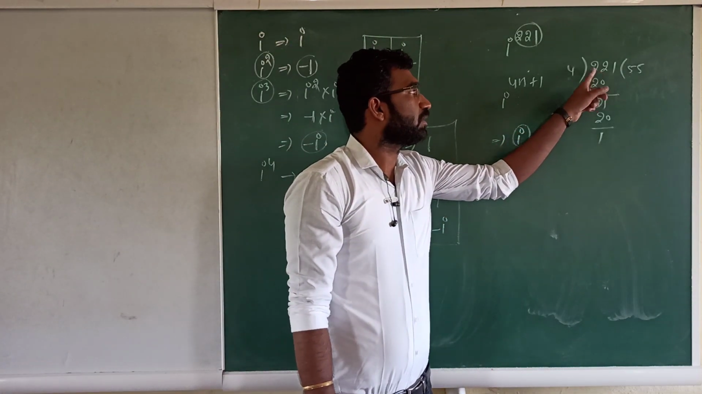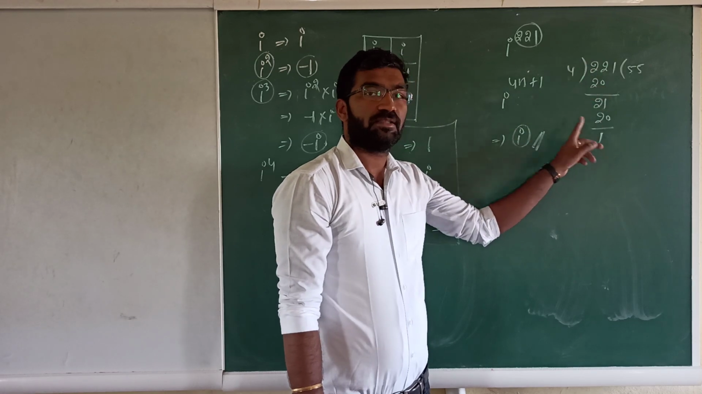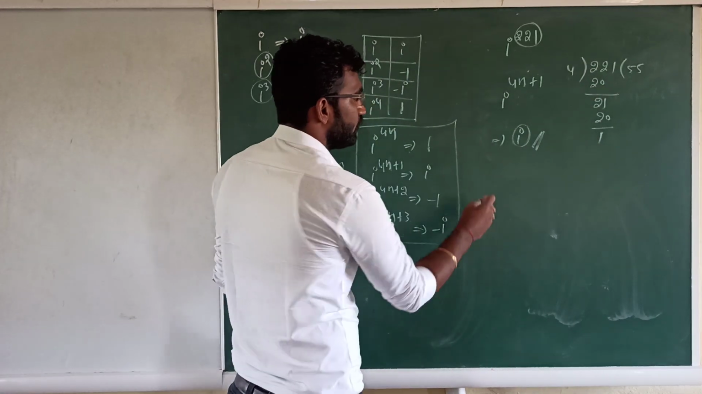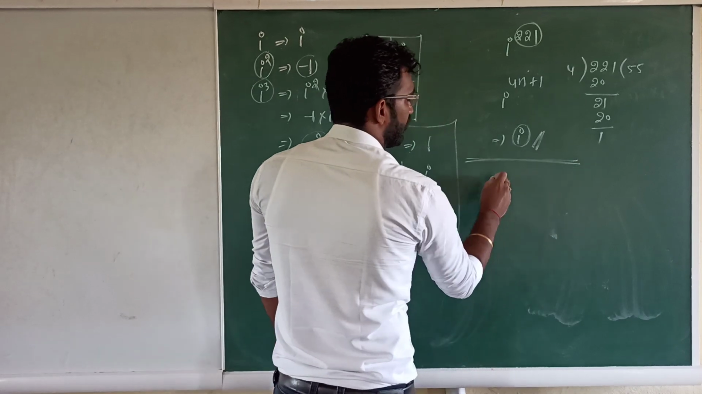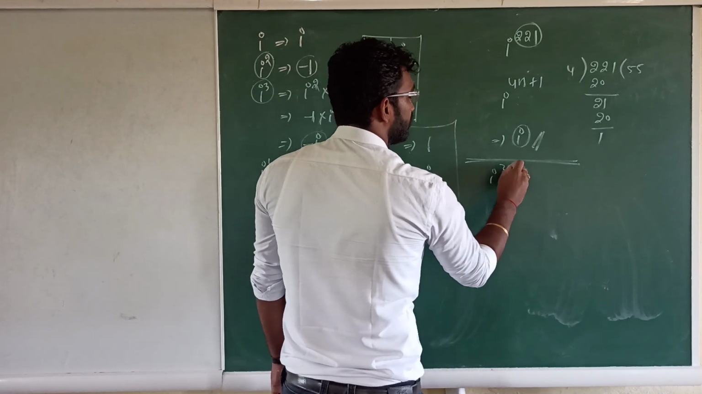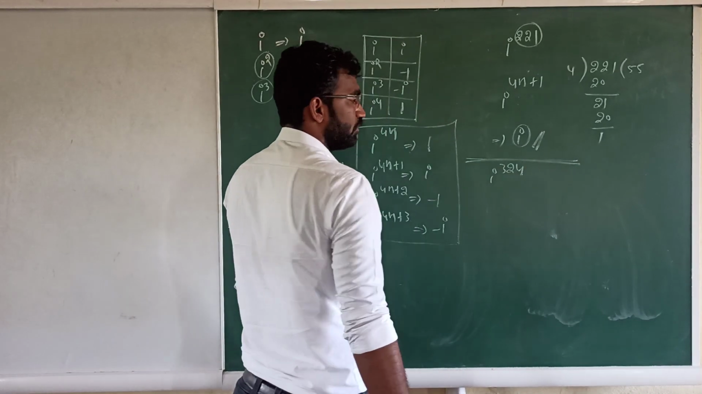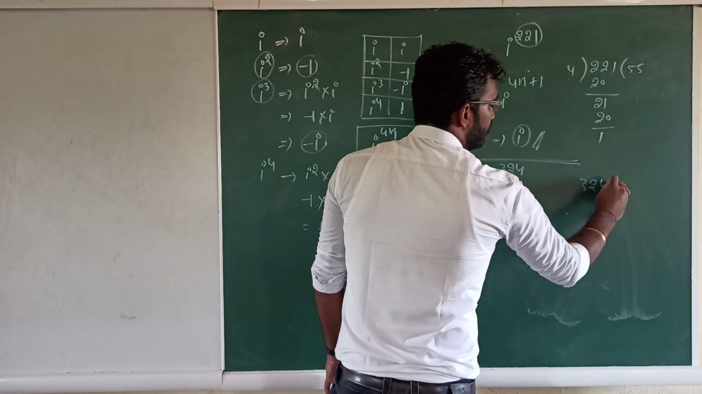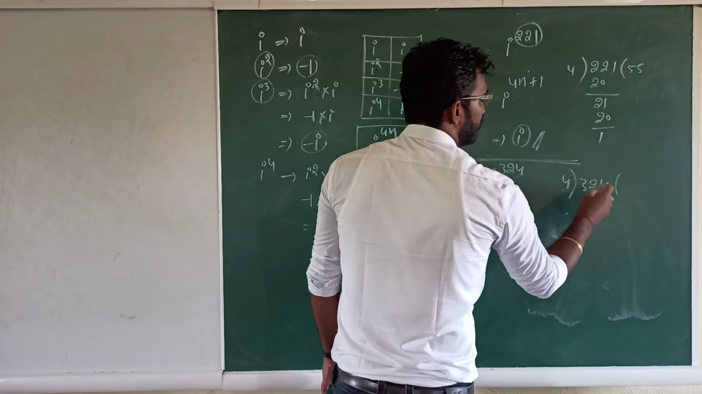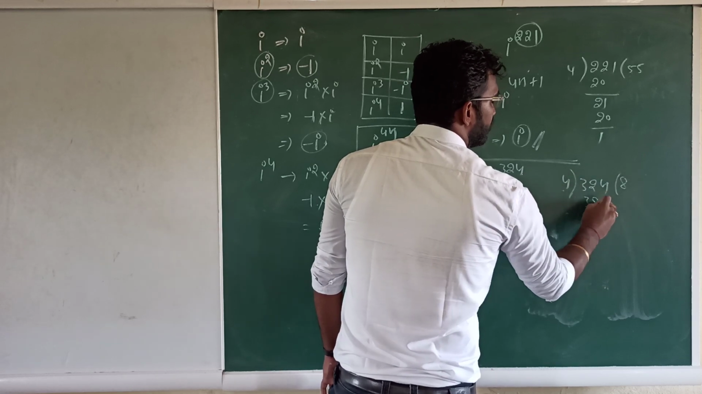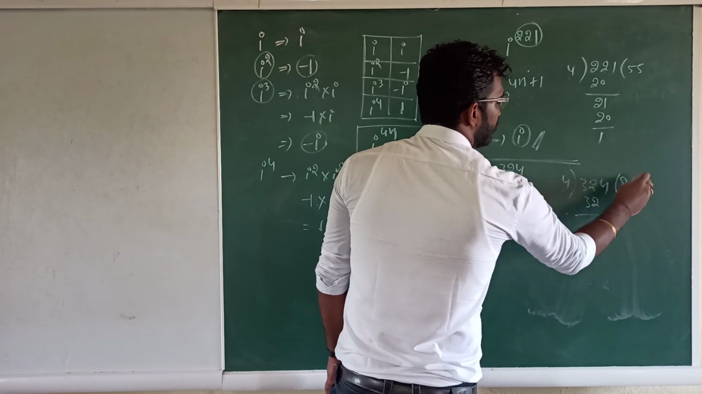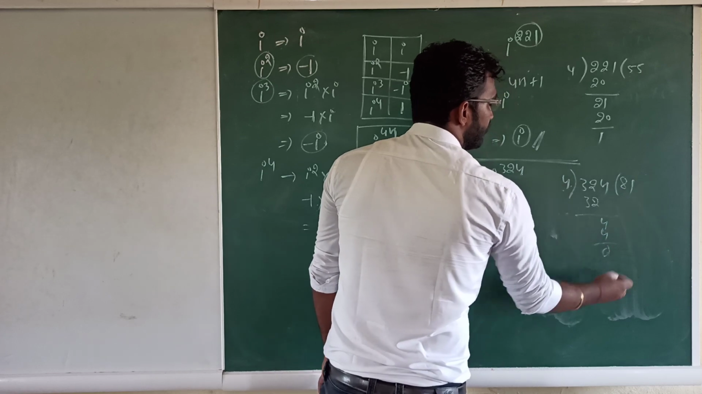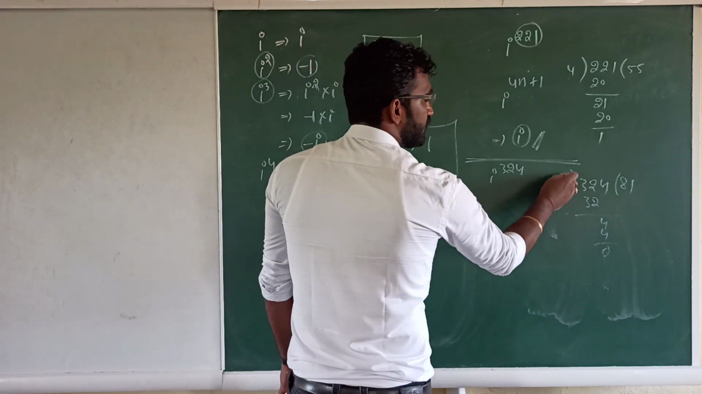You should divide the power by 4, and add the remainder. I will find one more. Let us see, i raised to 324, I will take, right? How to find it? Just divide it by 4. 324 divided by 4: 4 eights are 32, then 4 ones are 4. What is the remainder? The remainder is 0. Therefore this is divisible by 4.